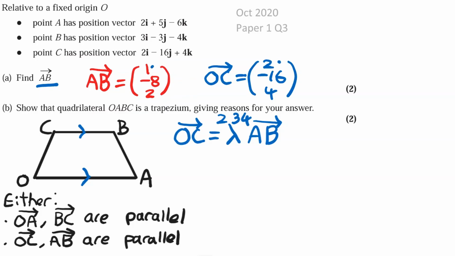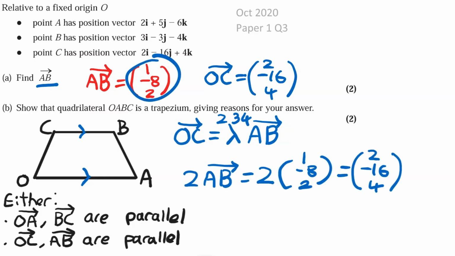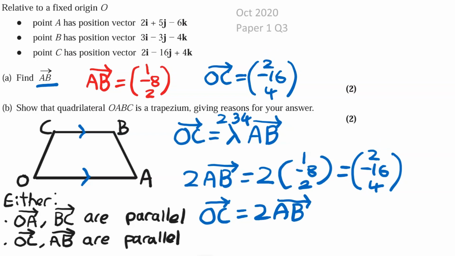So an easier way to show this on paper is if you times this vector here, AB, by 2, like this here: 2 times 1 is 2, 2 times minus 8 is minus 16, 2 times 2 is 4. So you've got 2, minus 16, 4, which is what this OC vector is up here. So therefore OC is equal to 2 times AB. So therefore this here is true. If you multiply AB by 2, it's OC.